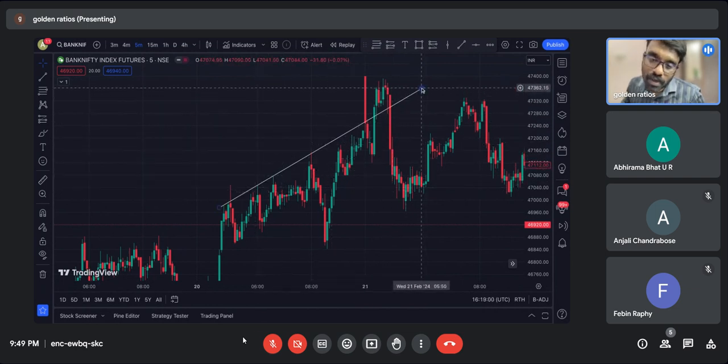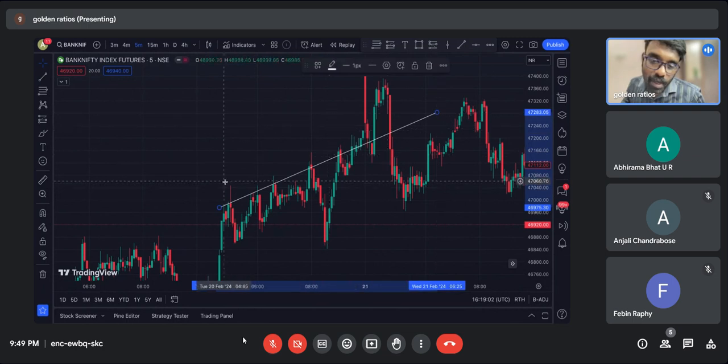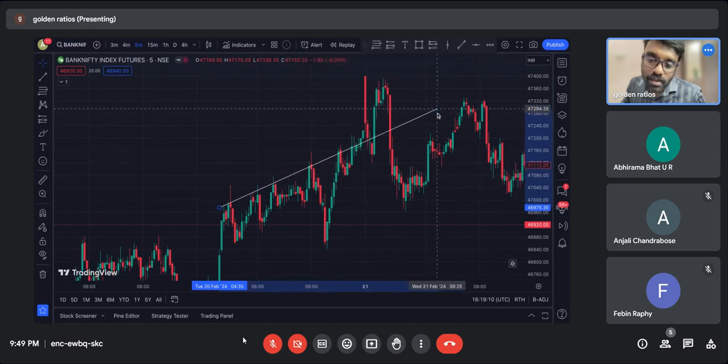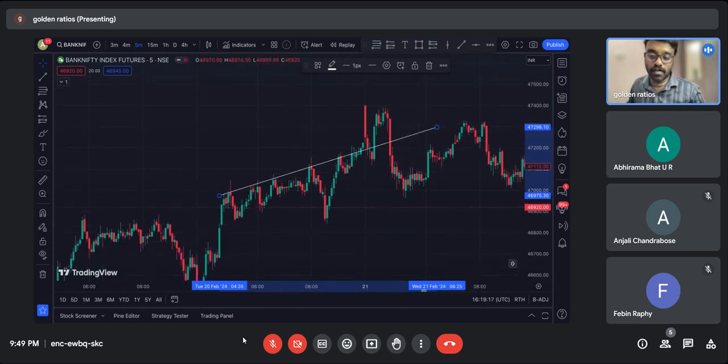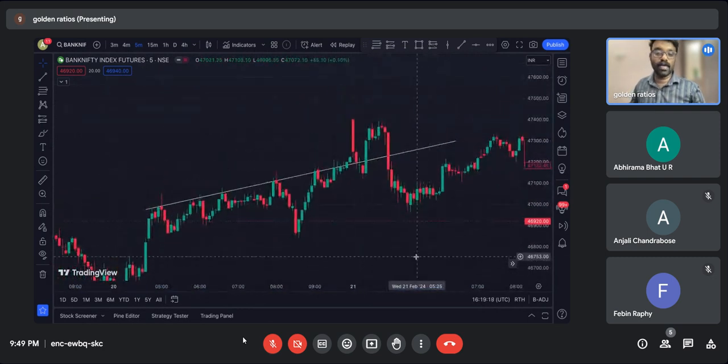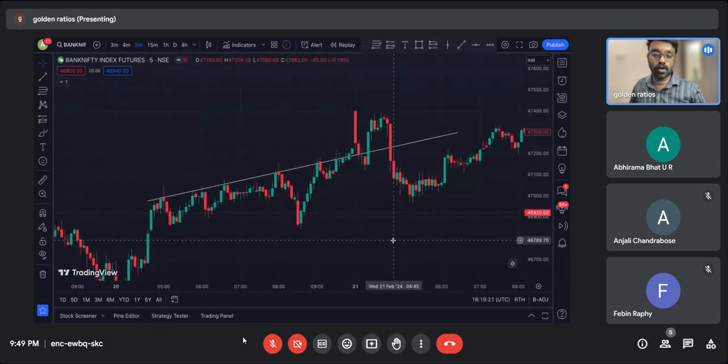But some people will tell you need to connect with the body. Body means the closing of the body. You can see one body, two body, three body, fourth, fifth, sixth, like this. But both I felt are very confusing actually. So I found an easier way to draw the trend line.